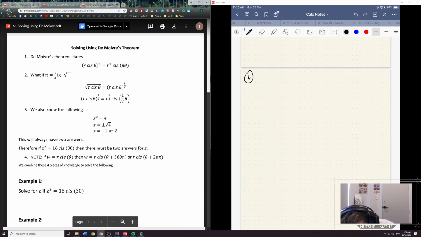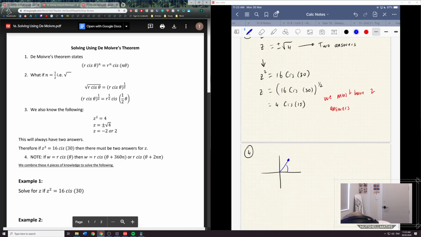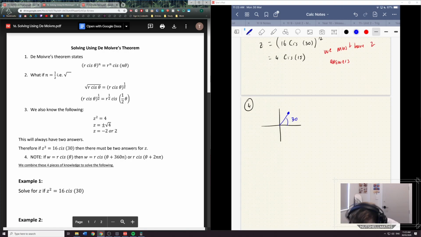So the fourth piece of information is, if I have some complex number, this angle, let's use the angle from above, was 30. Right? And my R is 16. So I'm saying that Z equals 16 cis 30. Would you also agree with me that Z could be written as 16 cis 390? Do you agree with this?